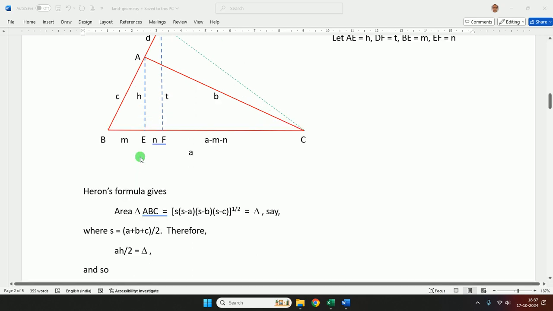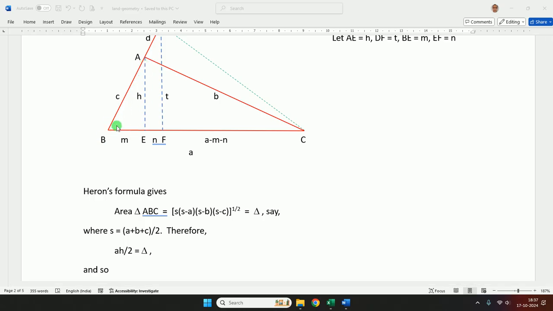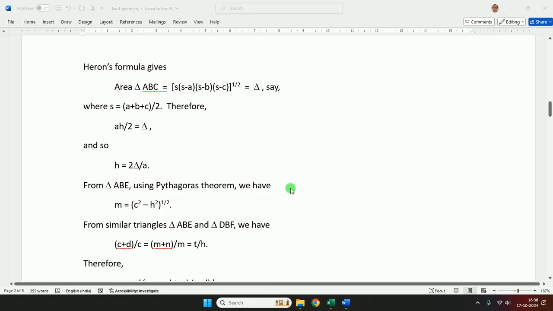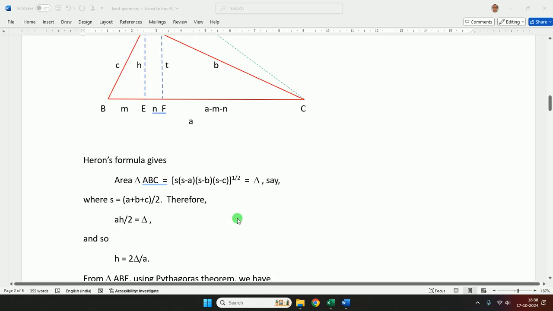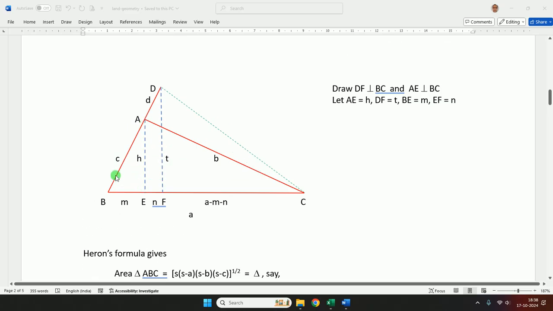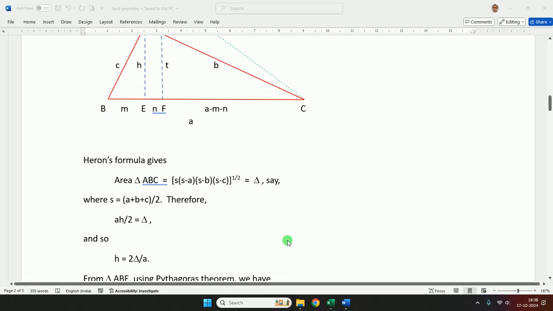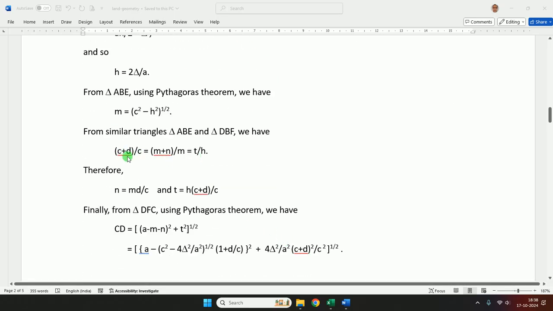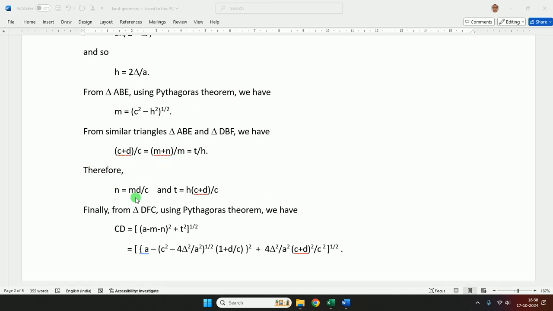Now from this triangle ABE, this is a right angle triangle, so we can apply Pythagoras theorem to find the value of m in terms of c and h. So it is square root of c square minus h square. And now these two right angle triangles, ABE and DBF, are similar, therefore sides are proportional. So we get this equation. And from here one can easily compute the value of n to be this and t to be this.